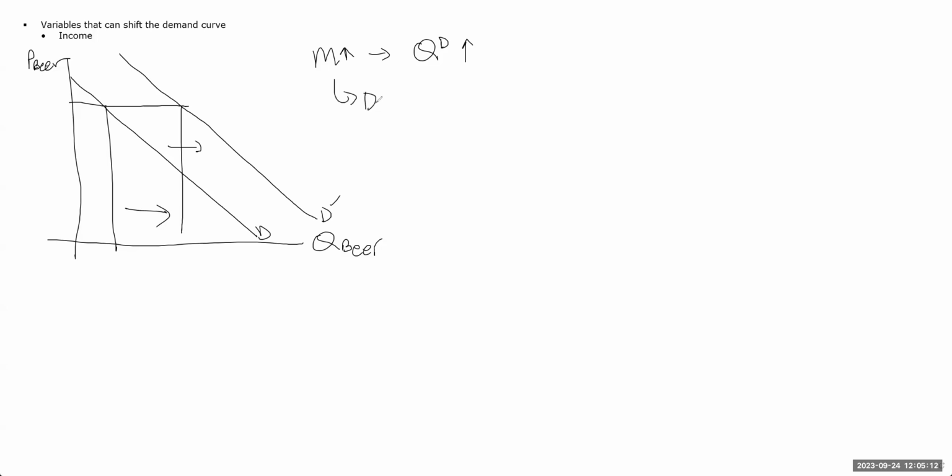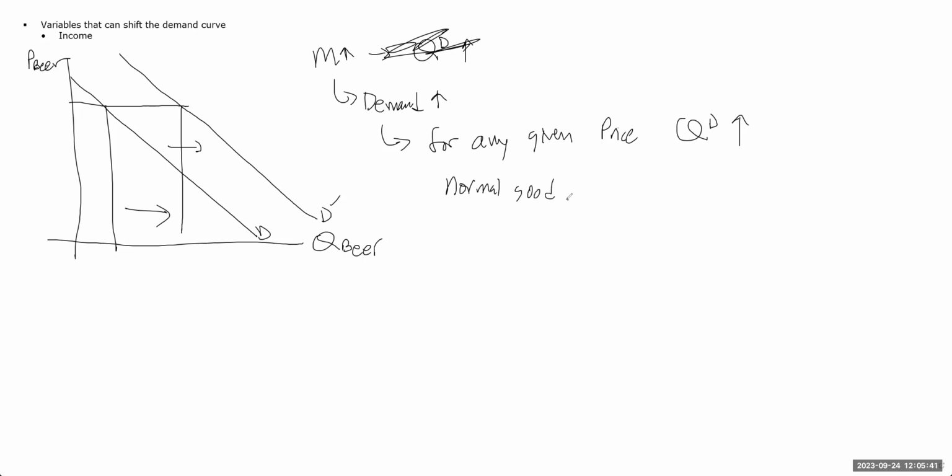So we have an increase in demand. Let me rewrite this. And what that means is for any given price, quantity demanded increased. Okay. So if we see an increase in M causes demand to increase, we call this a normal good.